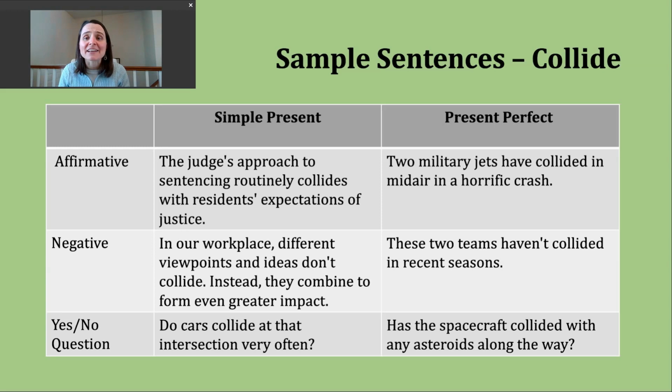Now let's look at a negative present perfect sentence. To do this, again, I pay attention to my subject. Based on what that subject is, I'm going to use either have not and then the participle, or has not and then the participle. Here's another example sentence. These two teams haven't collided in recent seasons.